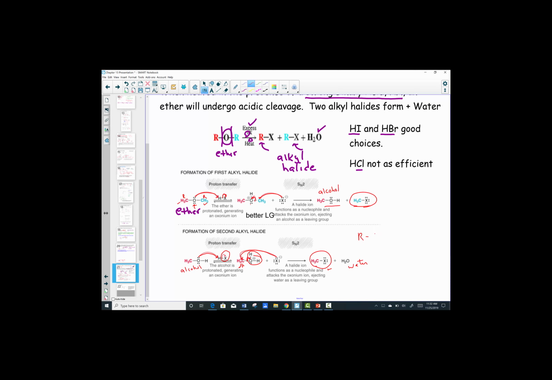So ROR, in the presence of a strong acid, let's say it's HBr, and it will be an excess amount simply because it's a multiple step process. Not one mole, but we need multiple moles to make this work. Your product side would be RBr, R prime Br, and a water molecule. So acidic cleavage. Cleavage means to break the bonds, turning them into alkyl halides.